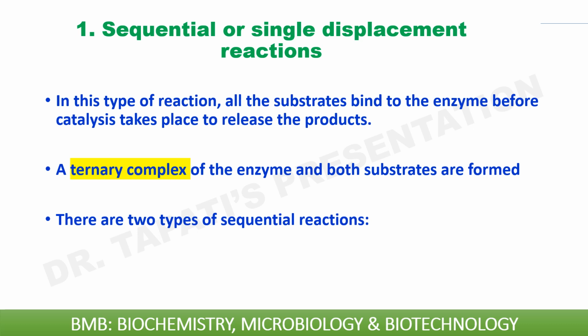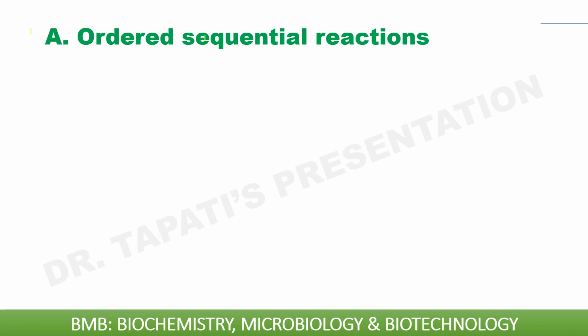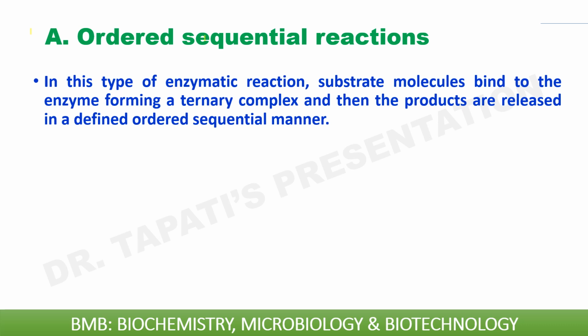There are two types of sequential reactions: ordered sequential reactions and random sequential reactions. First of all, I am going to discuss ordered sequential reactions. In this type of enzymatic reaction, substrate molecules bind to the enzyme forming a ternary complex. As I told you, in the case of sequential reactions, there will be ternary complex formation and then the products are released in a defined sequential order. Therefore, it is called an ordered sequential reaction.